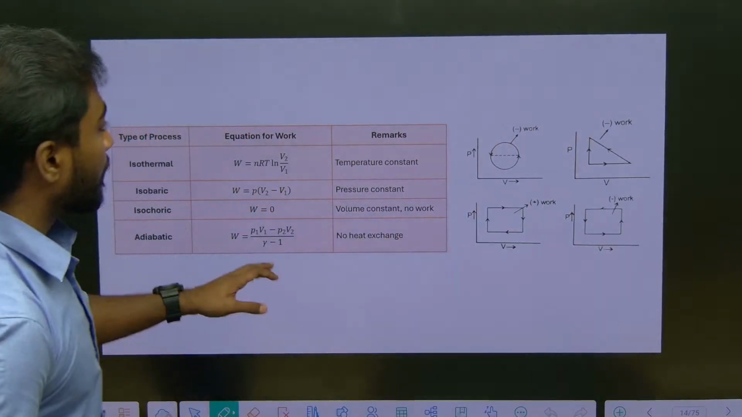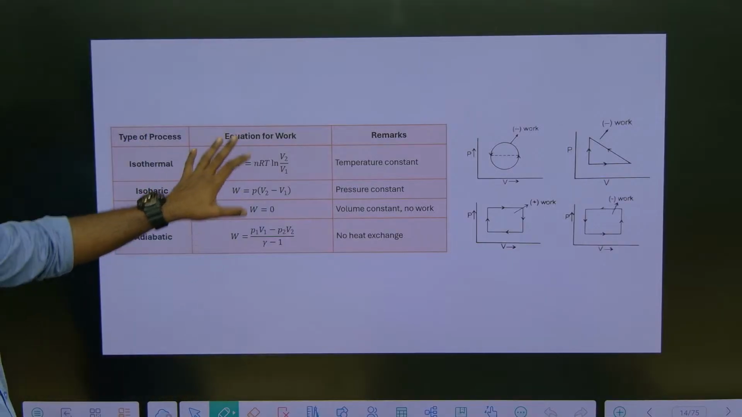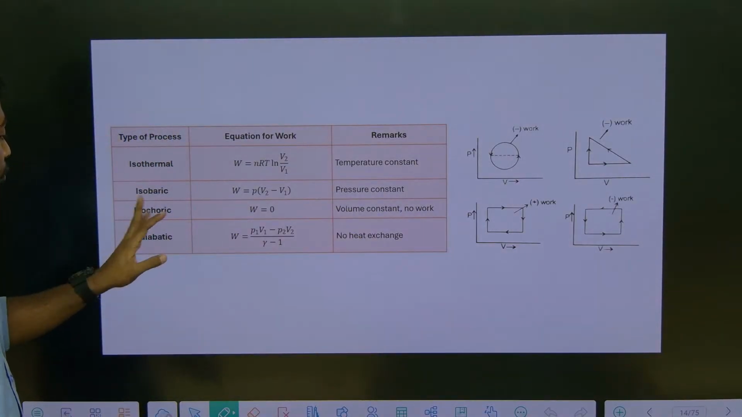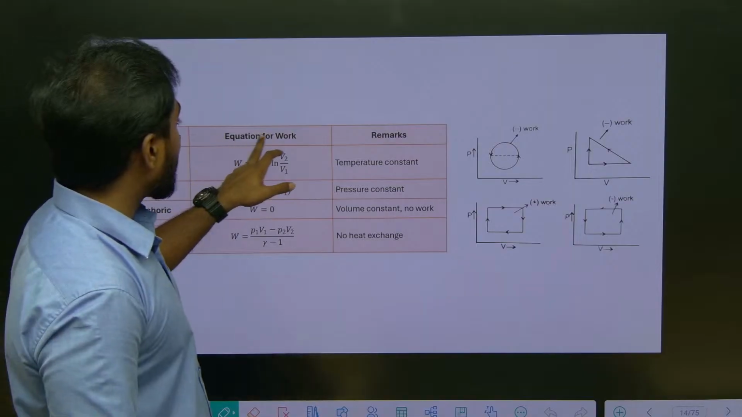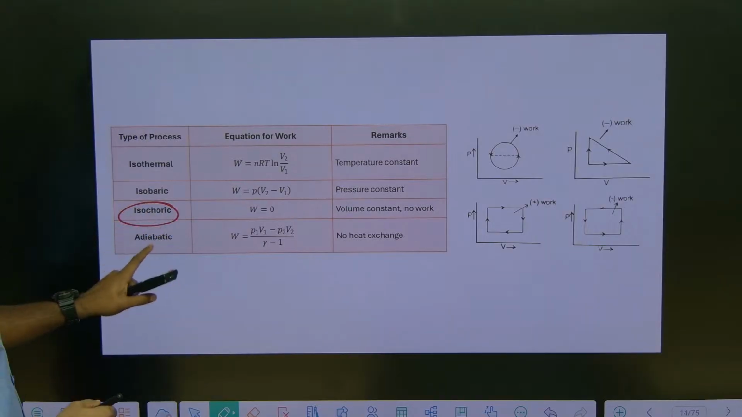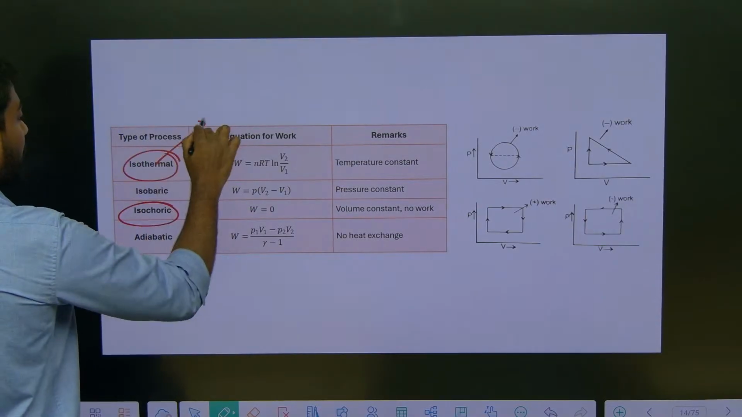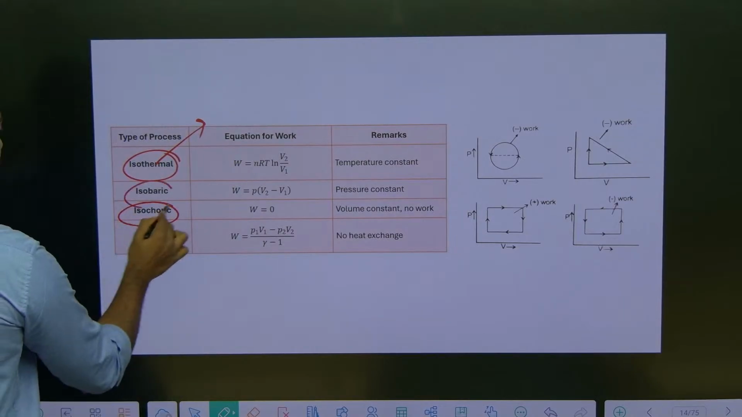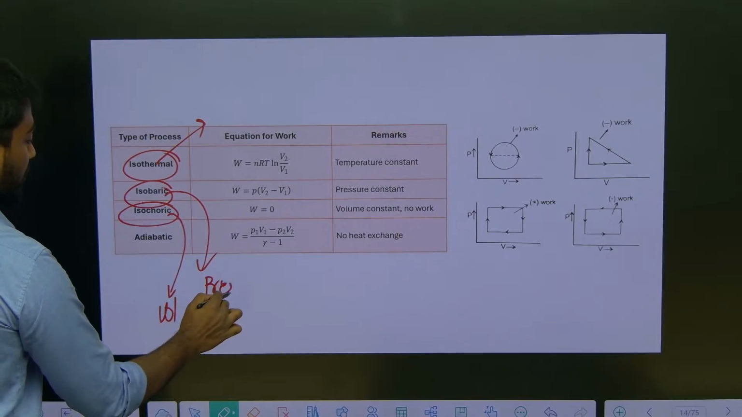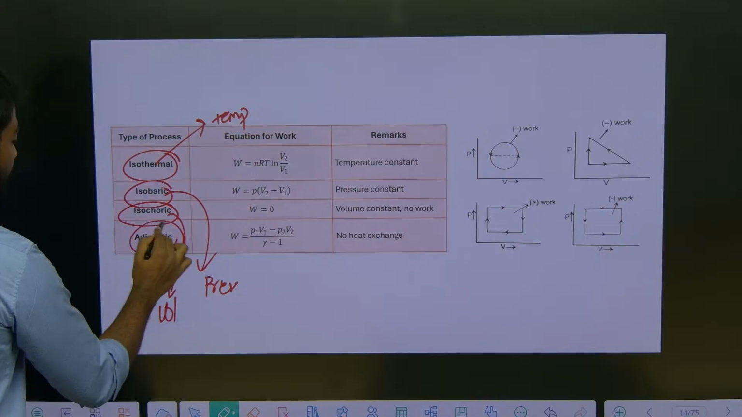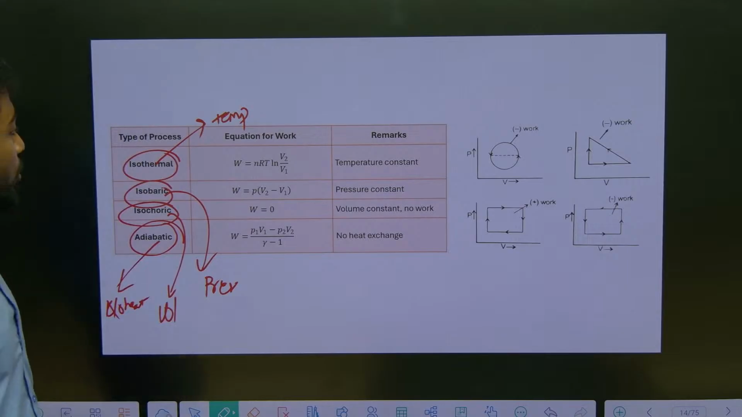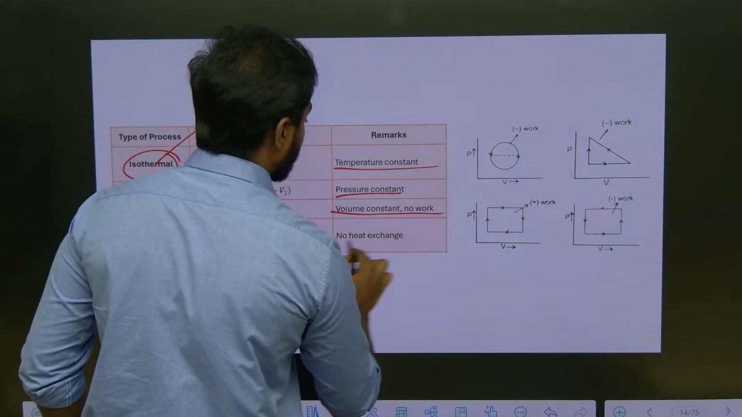So if you see here some examples we have given, you can take this tabular column, it will be very useful. Type of process: isothermal, isobaric, isochoric, adiabatic, and the equation for work done. Isothermal, temperature is constant. Isobaric, pressure is constant. Isochoric, volume is constant. Adiabatic, no heat exchange.